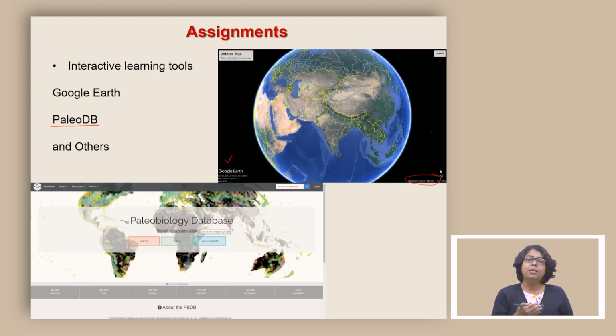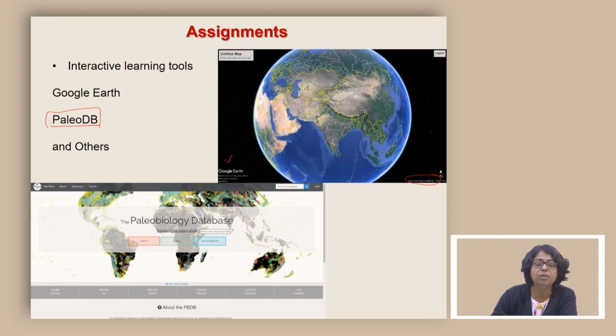And that helps you to understand some of the concepts of plate tectonics. It also helps you to understand some of the concepts of evolution, and these will be an integral part of the course. So we will have another in-depth tutorial session and in-depth demonstration of how to use PaleoDB, what the features are and how you can use it.